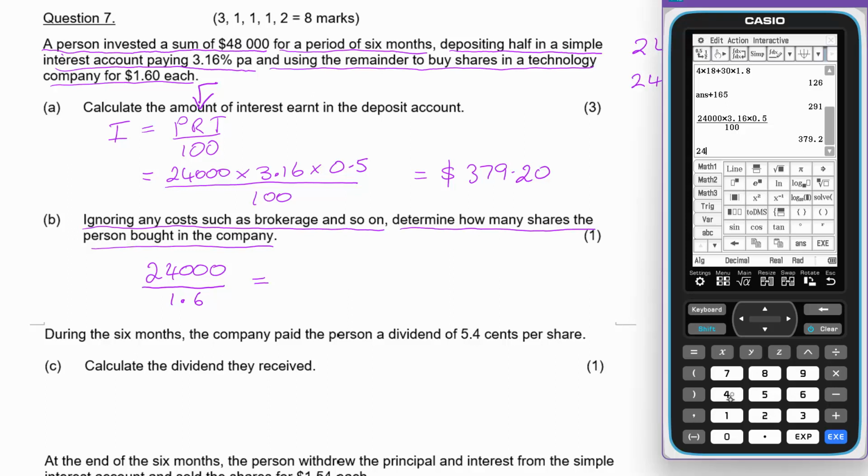So that is going to be 24,000 divided by 1.6. So that is 15,000 shares.